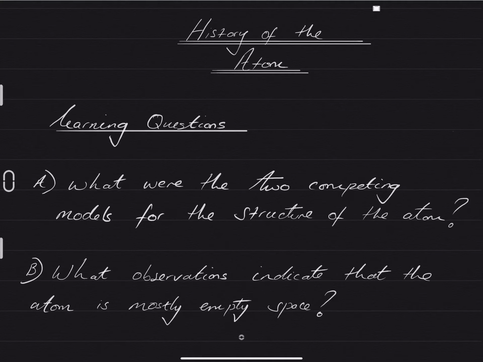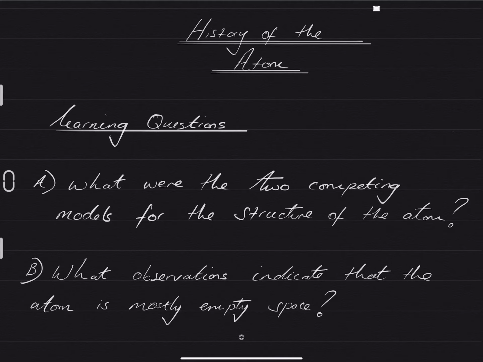So today we will be looking at the history of the atom. The first learning question is, what were the two competing models for the structure of the atom? So the two recent models for the atom are our focus for today: the plum pudding model and the nuclear model. Secondly, we should be able to answer by the end of this video what observations have given rise to the assumption that the atom is mostly empty space.